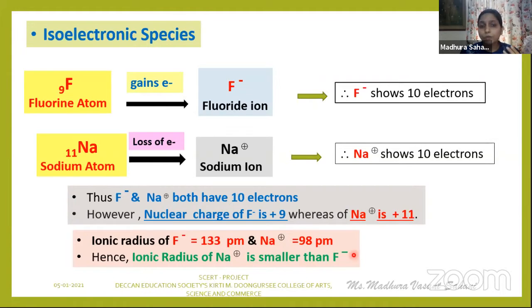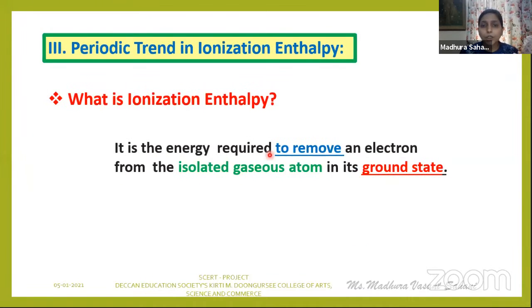Correct? So this is the way we have covered what you mean by isoelectronic species. And now we are going to learn our third property, and that is nothing but the ionization enthalpy. Now, for this, the definition is highly important. What is the definition of ionization enthalpy? The definition is, it is the energy required to remove the electron from the isolated neutral gaseous atom in its ground state.